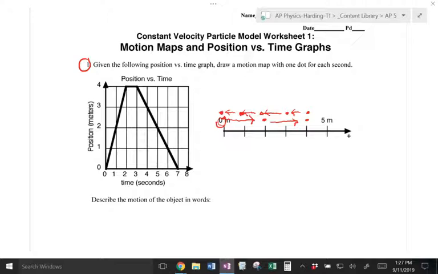The general consensus on those is that the initial dot represents time 0, and then there's got to be some kind of explicit statement, which I think there is here, that each dot is for each second, one dot per second.